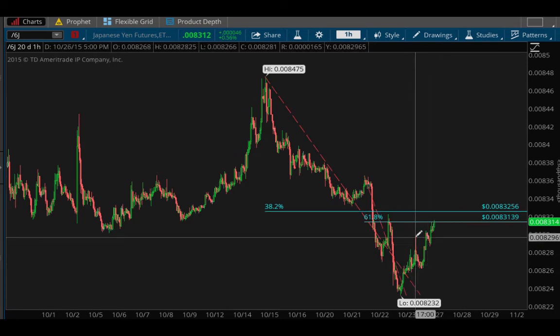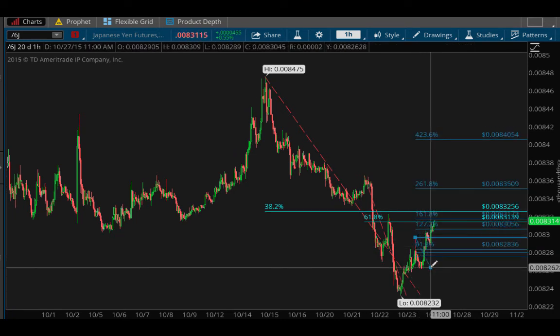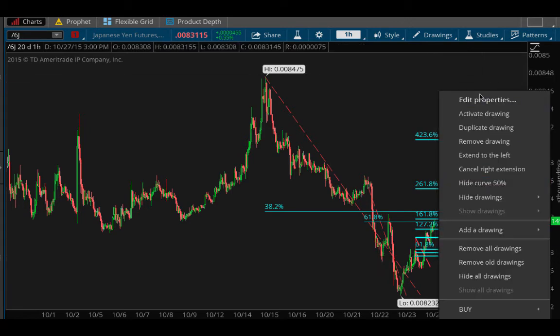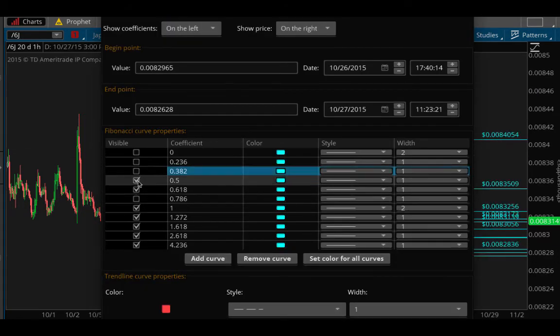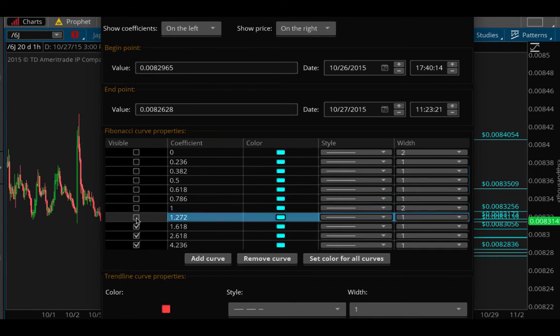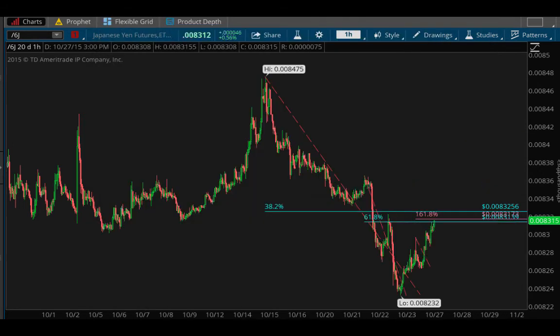From here we can do an extension from here. And it looks like that 161.8 is looking pretty good. Make this red. Okay. So we're starting to get a cluster here. We also have previous resistance, which was here as well too, at the 0.0083 level. And we also have previous resistance, previous support here, here, here, and here.